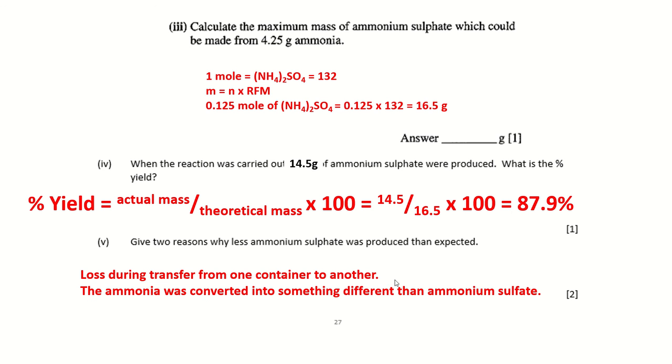And then two reasons why it would be less than 100%. So you get loss on transfer. Do you remember, if you're going from one container to another? The other thing is those side reactions. Ammonia, we're working out theoretically it should have been converted into this ammonium sulfate, but it could be converted into something different. This was called a side reaction, do you remember? And then that other one was called equilibrium. The reaction is reversible, so it doesn't go to completion because it's reversible. So any two of those three gives you the mark.